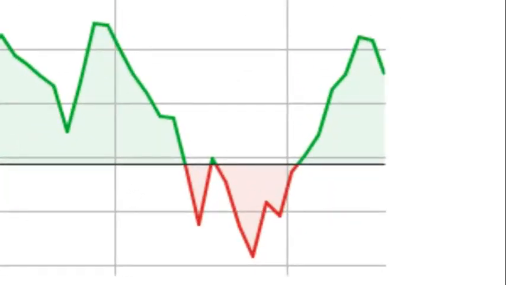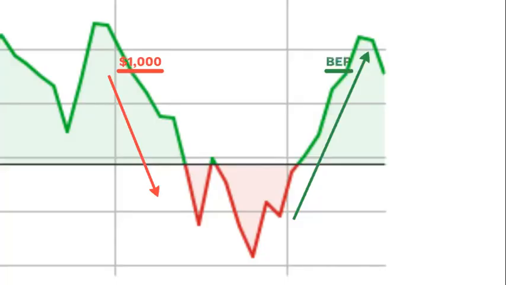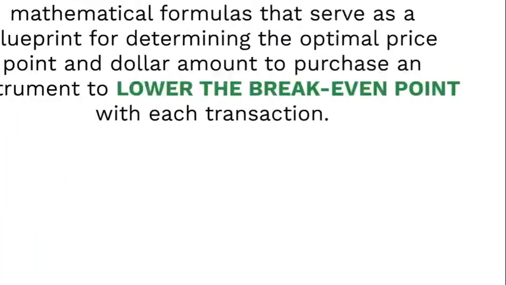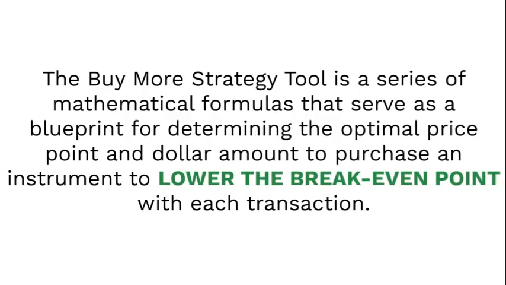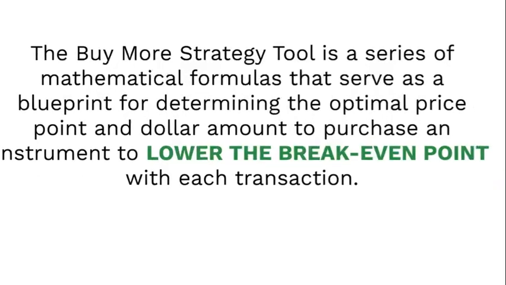So traditionally, when you buy stocks or crypto, let's say you start off with $1,000 and the market goes down, that means you have to wait for the market to come back up before you can break even. BEP stands for break even point. The Buy More strategy tool is a series of mathematical formulas that serve as the blueprint for determining the optimal price point and dollar amount to purchase an instrument to lower your break even point with each transaction.